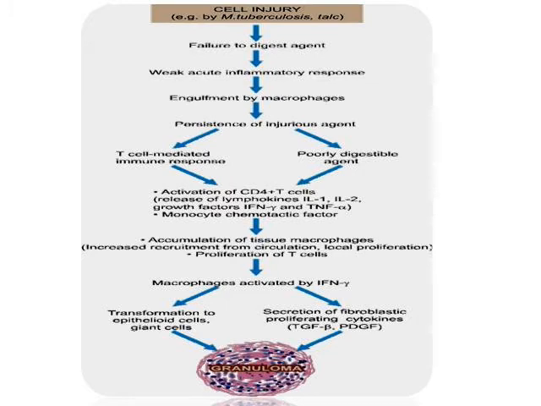In turn, this goes for macrophage activation by IFN gamma. Then this gives rise to, one, transformation to epithelioid cells and giant cells. Then secondly, it goes for secretion of fibroblast proliferating cytokines, that is TGF beta and PDGF, and these combine to form the granuloma. It commonly forms the granuloma. Hope you understood the process of formation of granuloma.